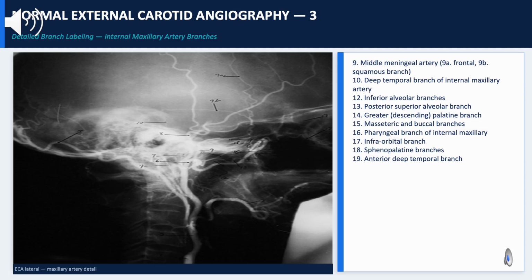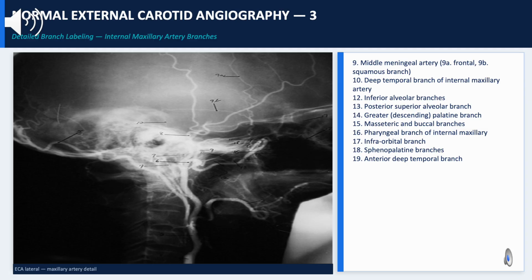The middle meningeal artery, 9, with its frontal, 9A, and squamous, 9B branches, is the most critical. It anastomoses with the ophthalmic artery via its lacrimal branch. The anterior deep temporal artery, 19, runs in the groove of the greater sphenoid wing and connects to the ophthalmic via an orbital branch. The infraorbital artery, 17, traverses the inferior orbital fissure and connects to palpebral and ophthalmic branches.